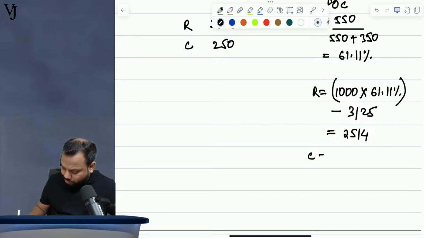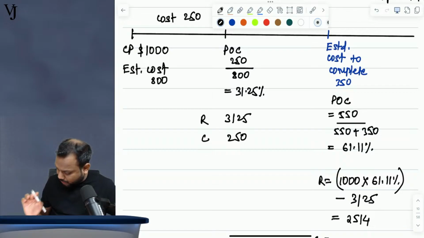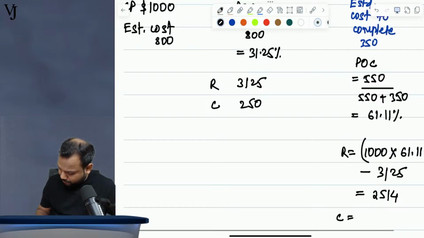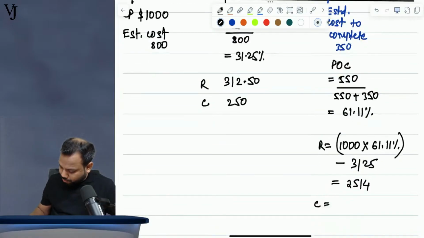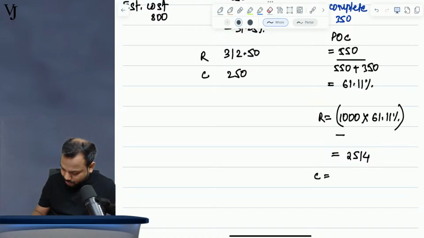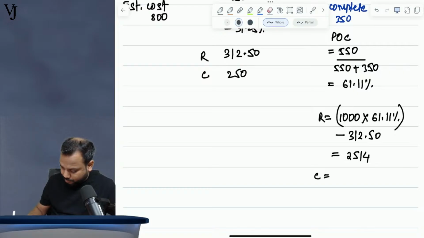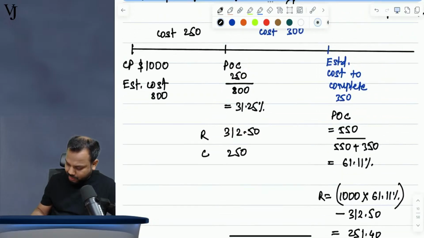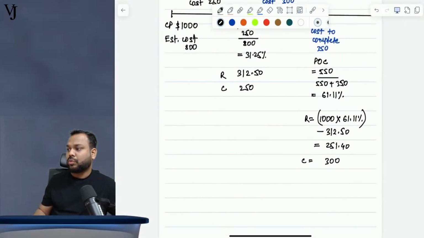Now, what is the cost that we have to recognize? Tell me. Just a minute. I think I made some mistake. This would not be 3125. This would be 312.5. Just a minute, guys. I think I did some calculation mistake. I'm so sorry for that. It will be 251.40, and here it will be 300. Cost will be 300.